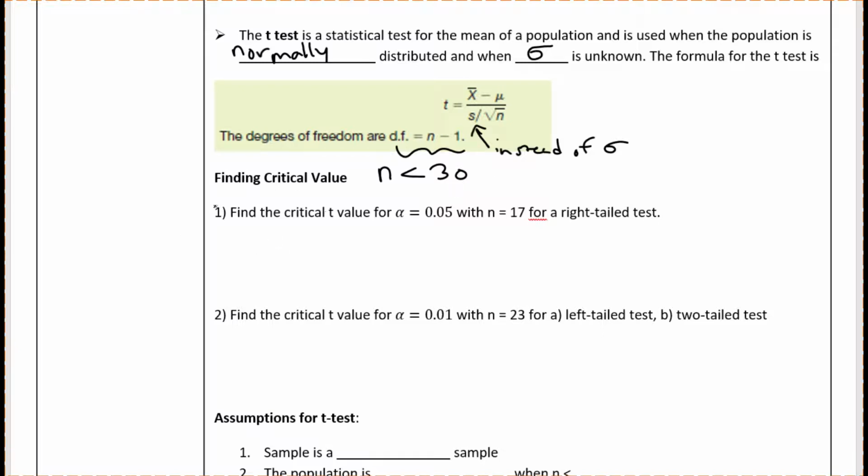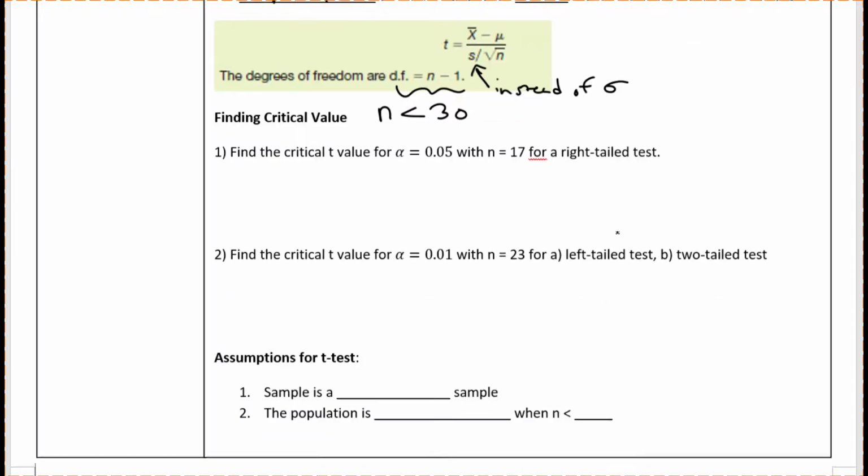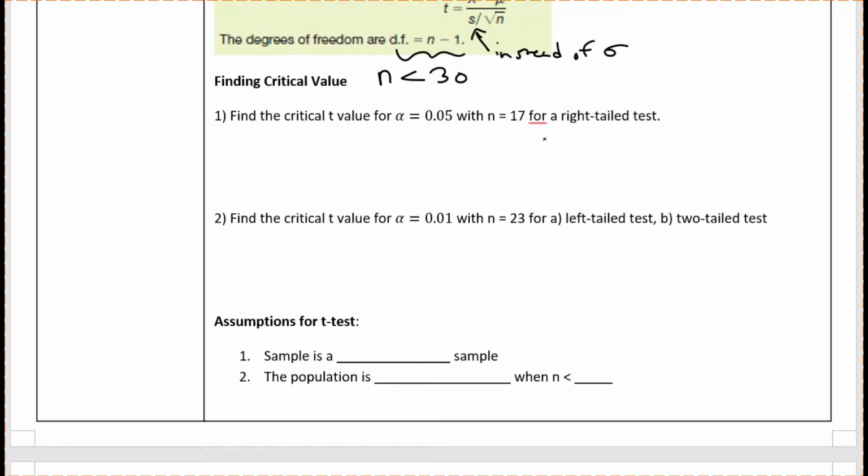Now, finding the critical value. If we want to find the critical t-value, what we need to do is look it up on the t-table. Since we're looking at a right-tailed test, that means we're looking at one tail. We want to distinguish whether we're looking at one tail or two tails, and clearly this is a one-tail test. We need to find out what our degrees of freedom are. We know that the sample size is 17, so taking away 1 from that, we have 16. And we have our alpha. On the t-table, we don't have to divide alpha by 2 or subtract it from 1 at all.